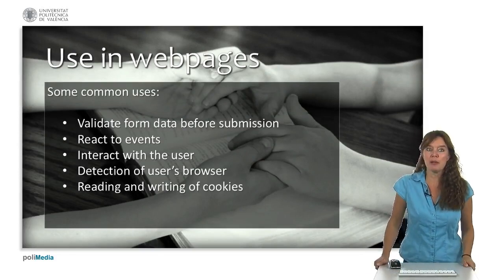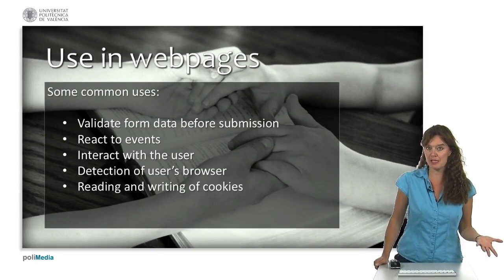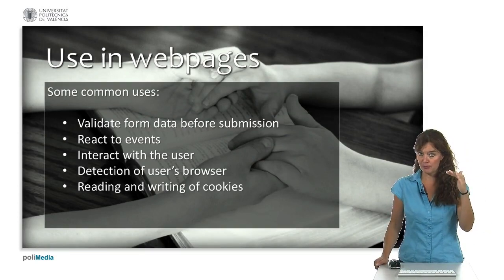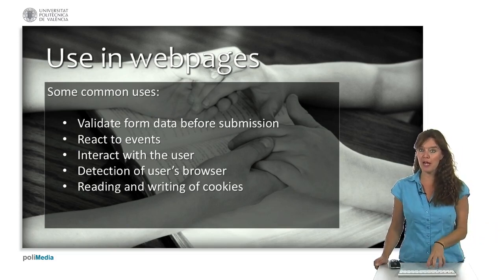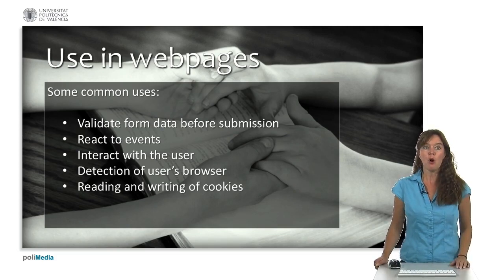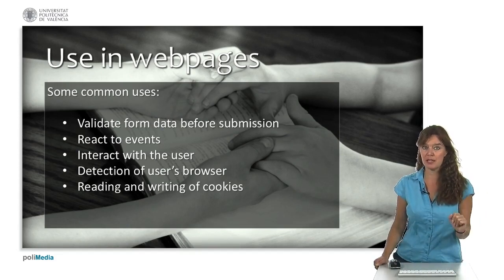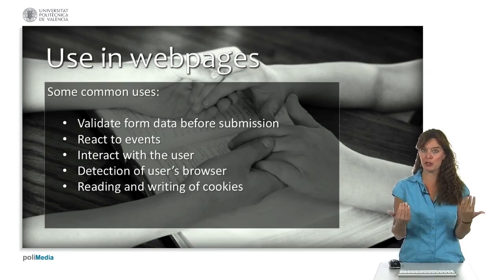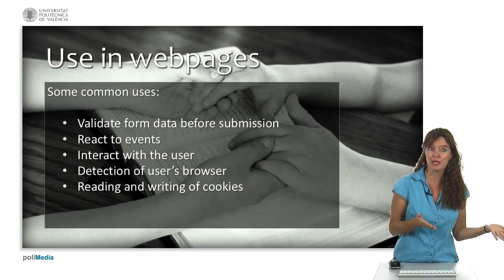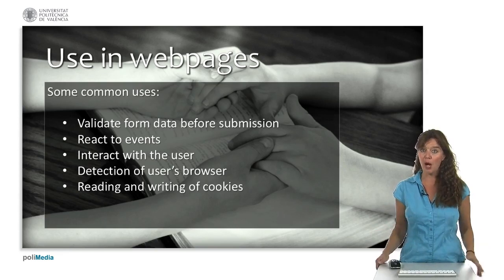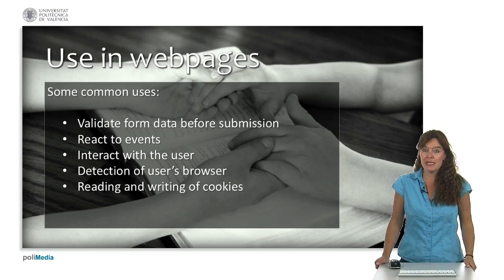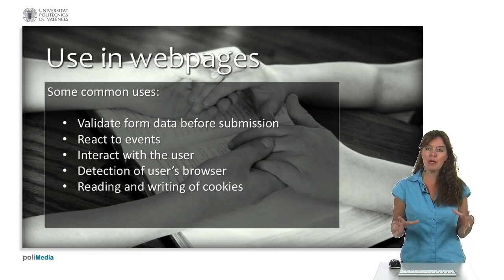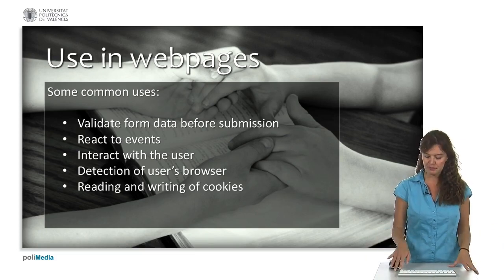We can use JavaScript to validate a form before we submit it, to see if we have put text in all the text fields that we need, or that the data we put there has the correct format. Or we can react to events, to button clicks for example, or we can interact with the user, give the user some pointers on where to go next. Or we can detect the user's browser and maybe adapt some code for that. Or we can read and write cookies. So this is all interactive behavior that we can add to our website with JavaScript.